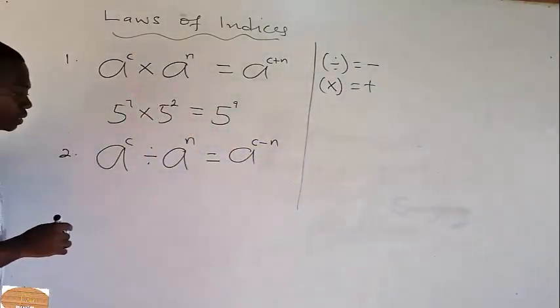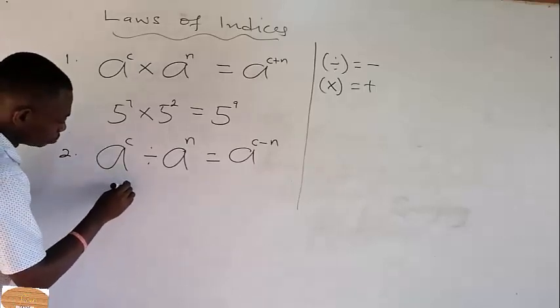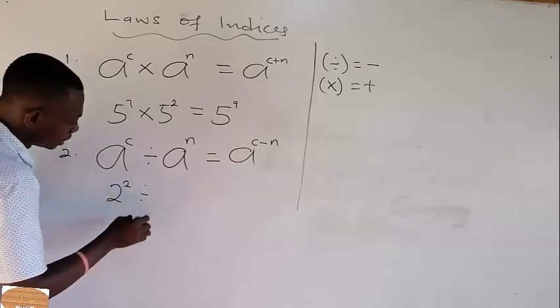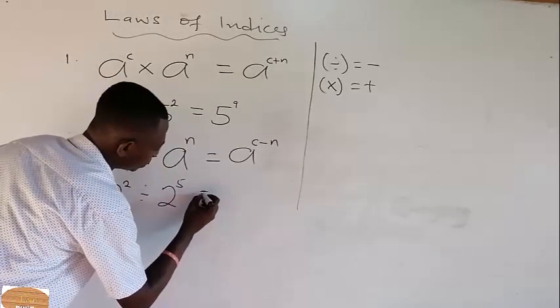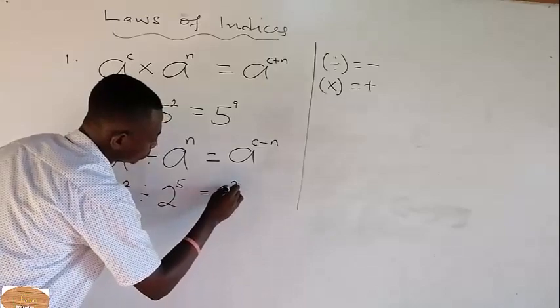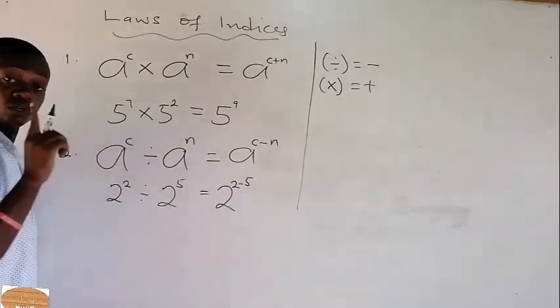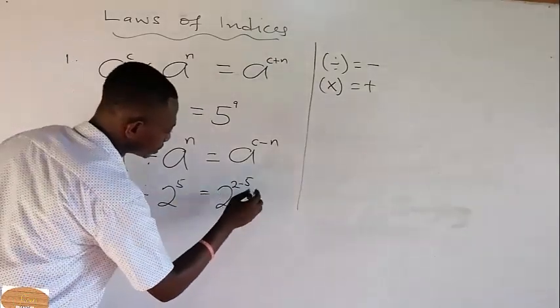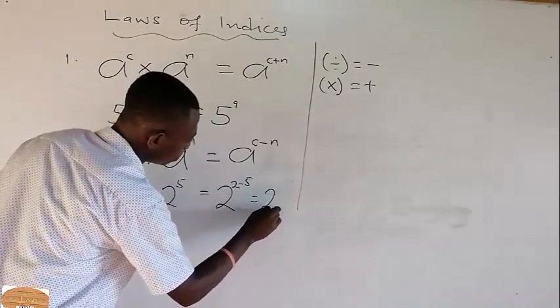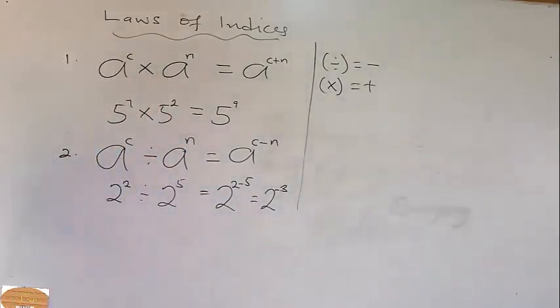So this one, in case we are given, let's say 2 to the power 2 divided by 2 to the power 5. So this one is straight away 2 to the power 2 minus 5 because I have equal bases, so I'll pick only one. So I will subtract the exponents. So 2 minus 5 is minus 3. So 2 to the power minus 3. Alright. Now let's move on.